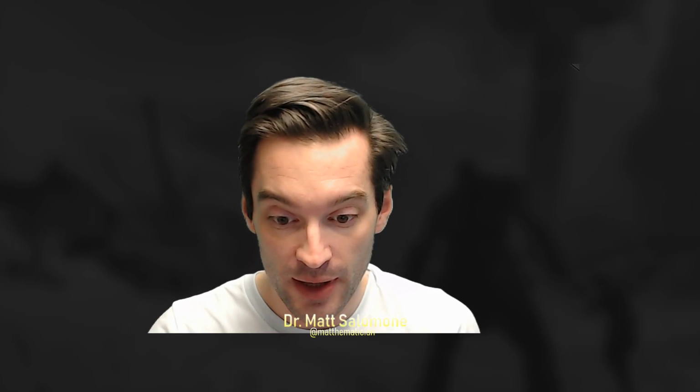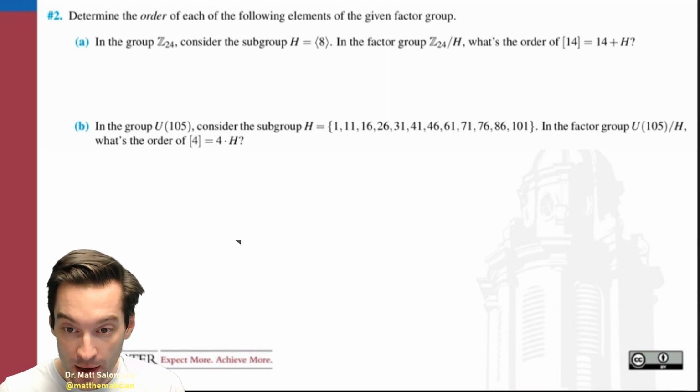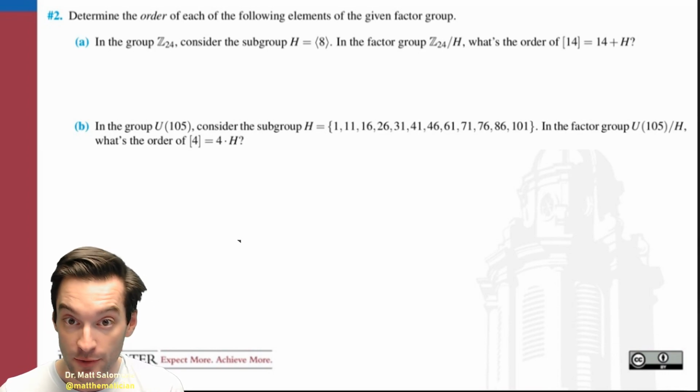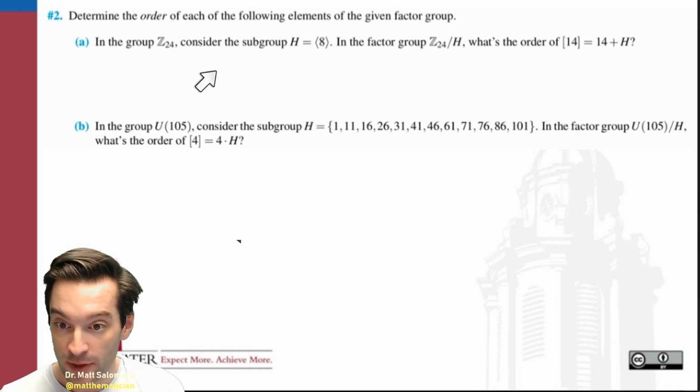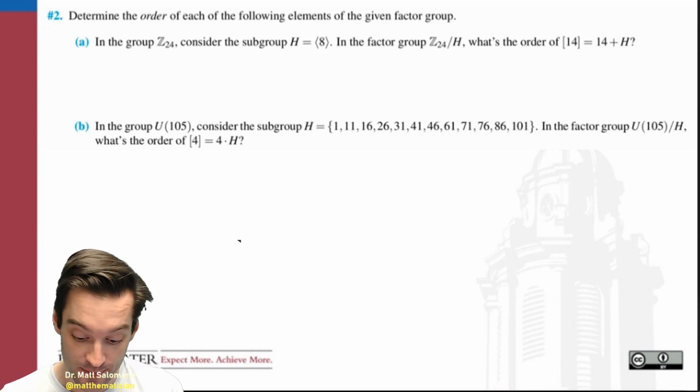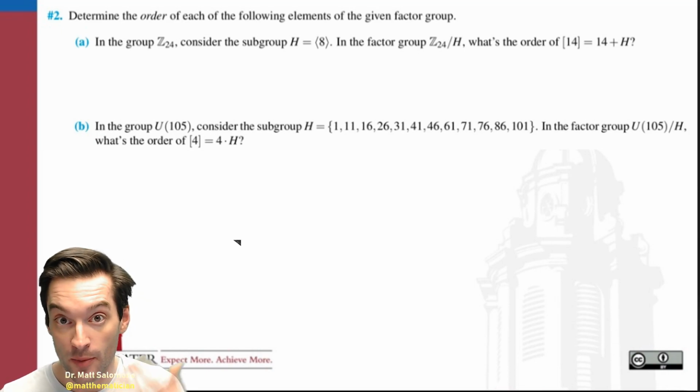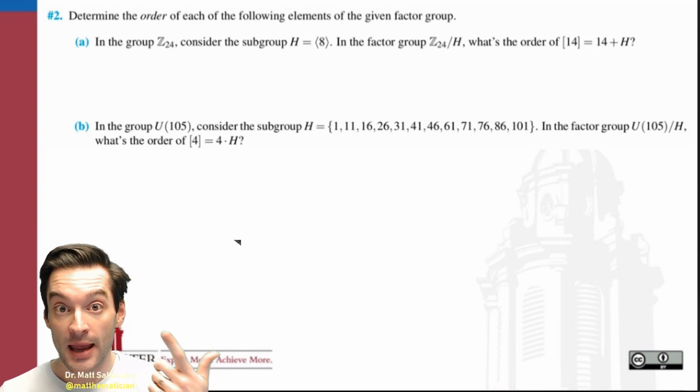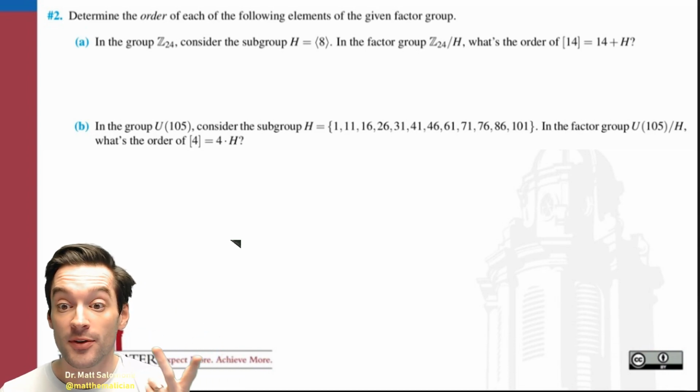So this is a problem that I'd assigned on a daily work assignment, and it looks like this. The problem says, suppose that I think about the group Z24. So this is the additive group mod 24. And within that group, I think about the subgroup generated by the element 8. So this is going to be the subgroup that consists of all the multiples of 8. So just 0, 8, and 16 are the elements in that subgroup.